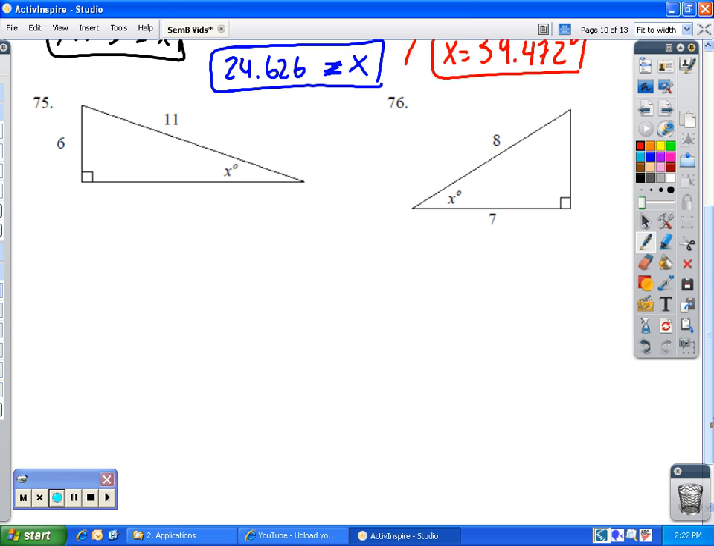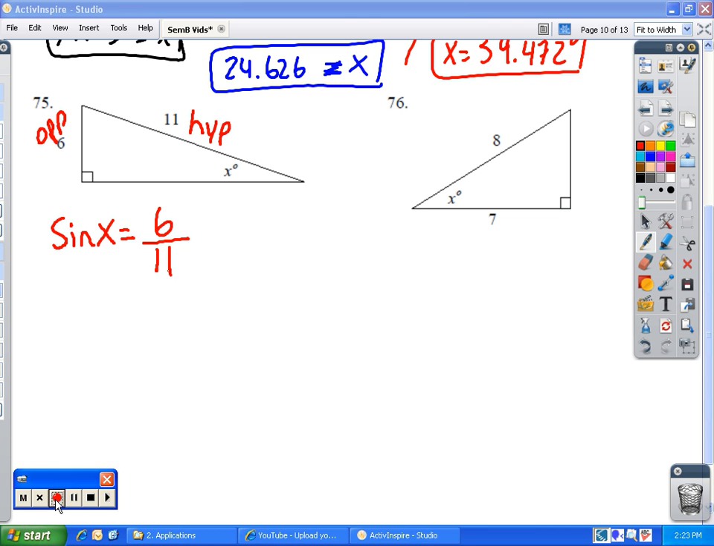All right, number 75. We still have our x. Across from our x is opposite. Across from the 90 degree angle is the hypotenuse. And so we are going to need to use sine because that uses opposite and hypotenuse. Once again, we're solving for x, so it's the sine of x equals opposite over hypotenuse.